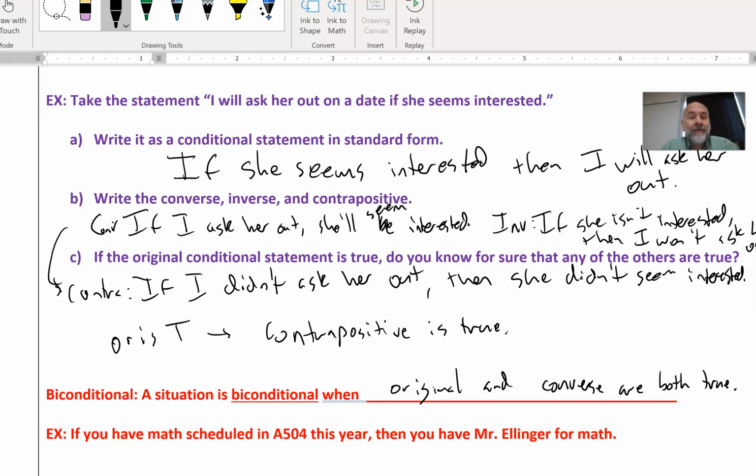But then the contrapositive is, if I didn't ask her out, then she didn't seem interested. And if the original statement is true, then the contrapositive has to be true. And that's a general rule. If the original statement is true, you don't know about the converse and the inverse. It's like, maybe. But if the original statement is true, you definitely know that the contrapositive is true. So converse and inverse, sometimes yes, sometimes no. Contrapositive always matches the original statement. Original statement true, contrapositive true. Original statement false, the contrapositive is false also.